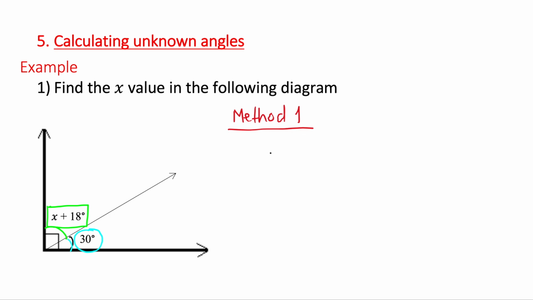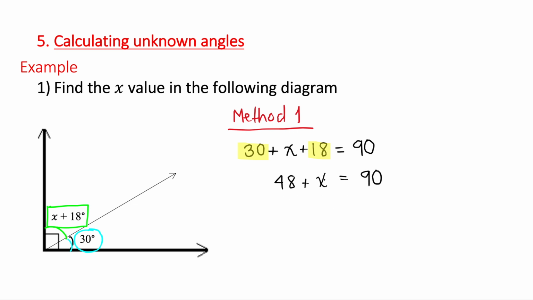So method one is, I'm going to establish, okay, I know that 30 plus this angle here, that is x plus 18, is going to be equal to 90, because that's the definition of a complementary angle. Agree? So then we're going to add up common terms. So this 30 and this 18, I can add them. So it's going to be 48 plus x is equal to 90.